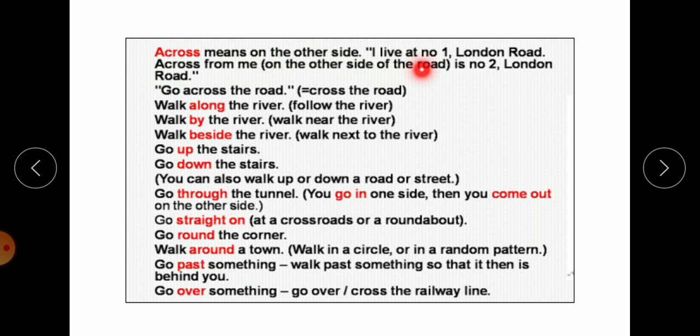I live at number 1 London Road. Across from me, that means on the other side, is number 2 London Road. So across means दूसरी तरफ. Go across the road, that means cross the road and go on the other side. Walk along the river. Along means follow the river.